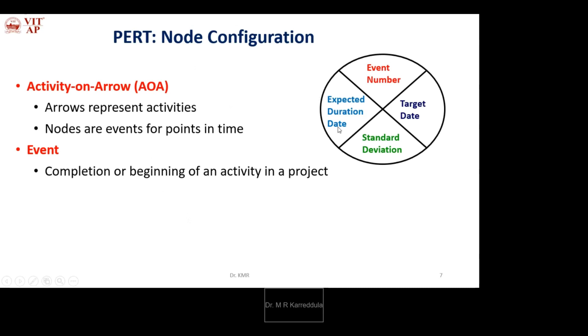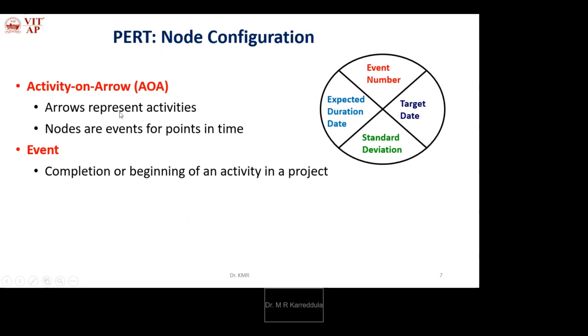The event number, the expected duration date, that is the start of the event or start of the activity. The standard deviation. If any deviation or violation is there, the maximum time that we can wait. And the target: if any activity or event has a target date, that is specified, depending on the project. If any target date is given for any event or activity, we will use that target date in order to calculate the Z value.